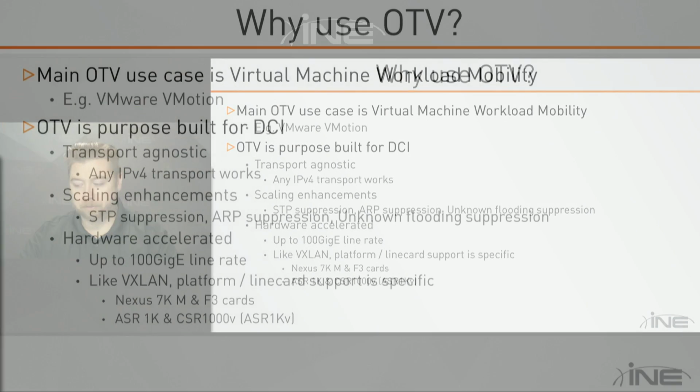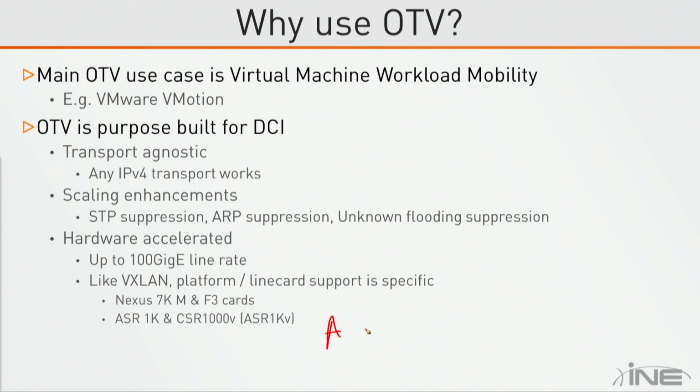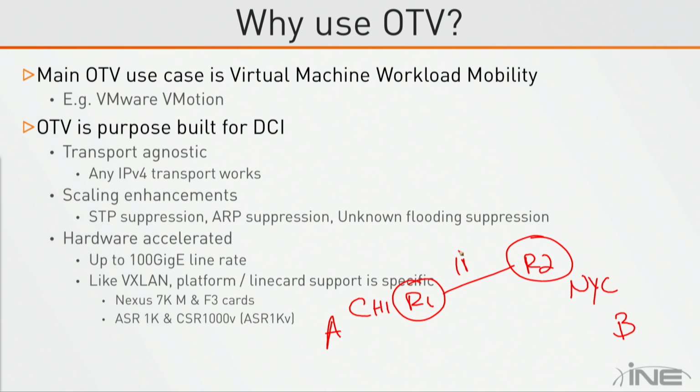Okay, so let's say, for example, that we have host A in Chicago that is trying to reach host B in New York, and then you have your two routers at the edge. So we have router 1 and we have router 2 that are connected together with the IP network in the middle, and these are the boxes running overlay transport virtualization.